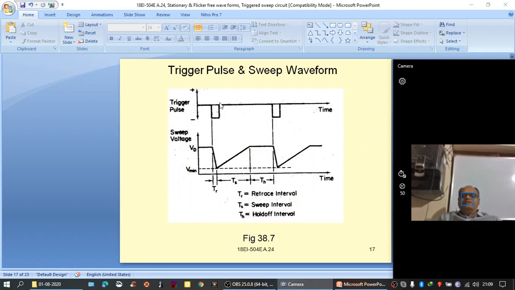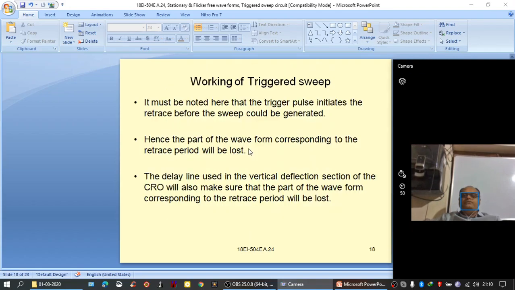When a trigger pulse is applied, the sweep signal starts with its retrace, followed by the sweep signal. Then once it reaches VD, it remains constant. When another trigger pulse is applied, it starts with retrace, back to trace and then constant. So from here to here only the signal is applied to the CRT and we can see only forward movement of the electron beam, no reverse movement of the electron beam. That is why we get a flicker-free waveform.